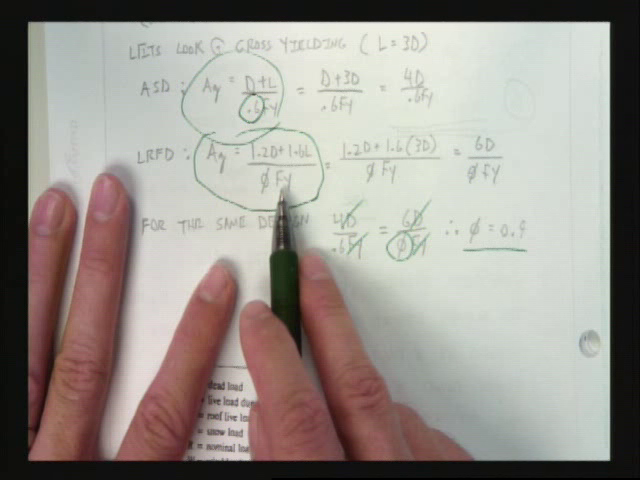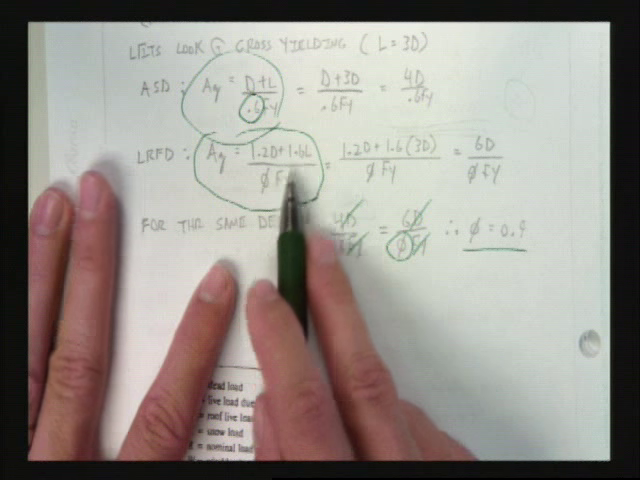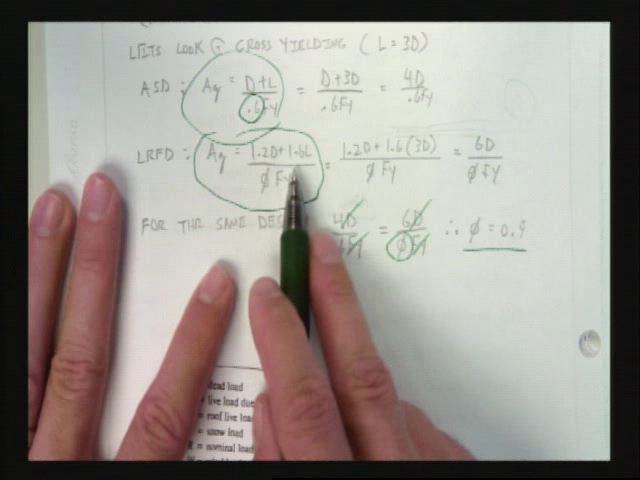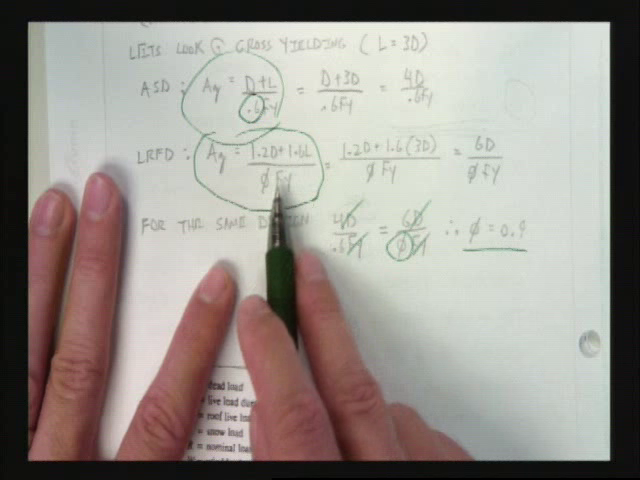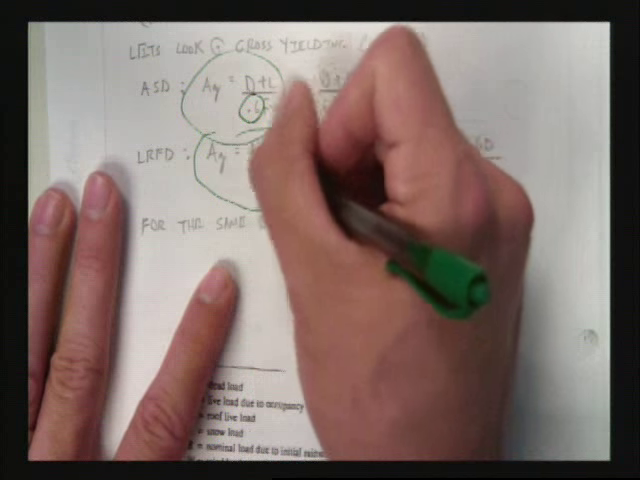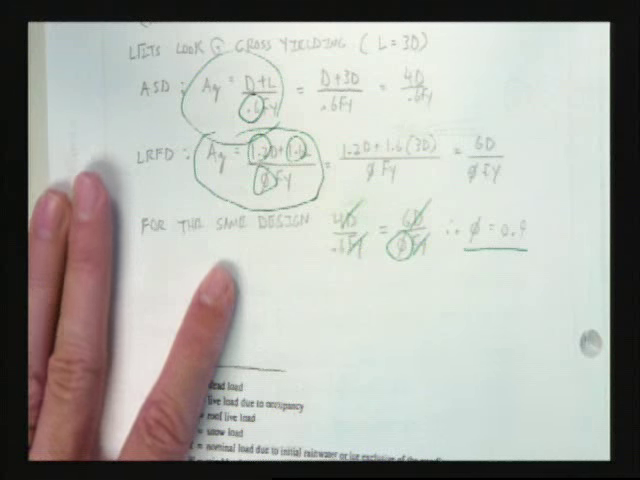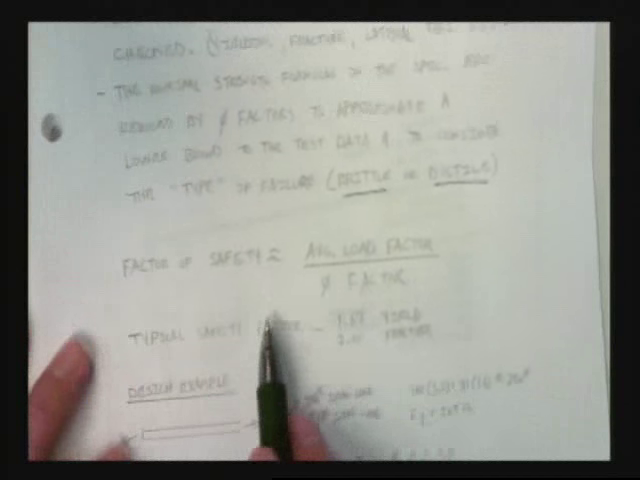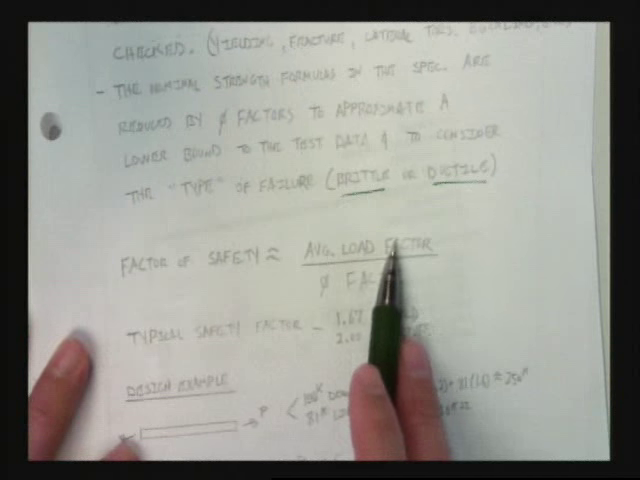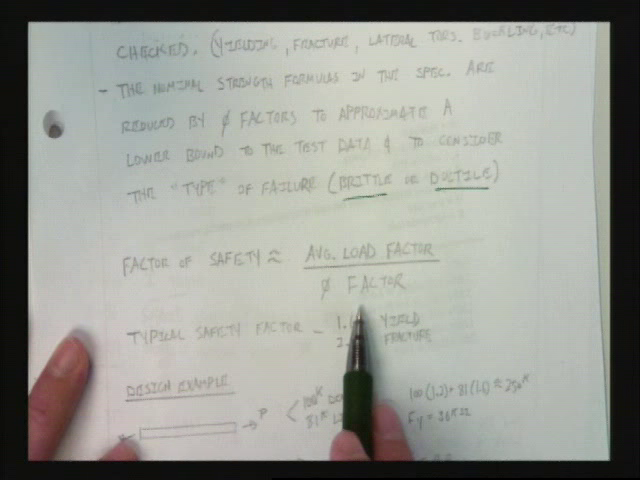1.2D and 1.6L. Is that the only safety factor? And the phi factor, right? So you've got a safety factor here, and you've got a safety factor here. Just like I said on the previous page, the safety factor is a function of not only the load factor, but also the phi factor.